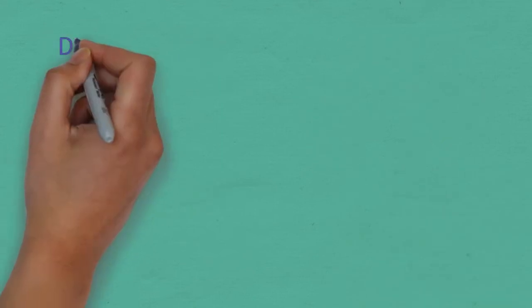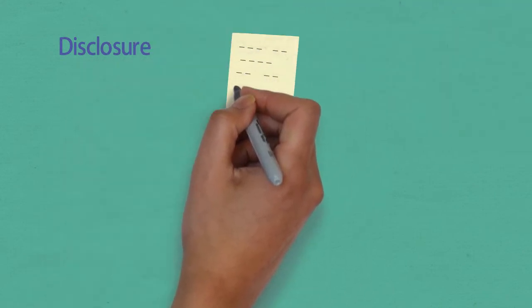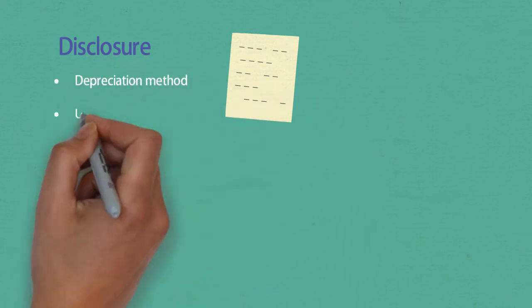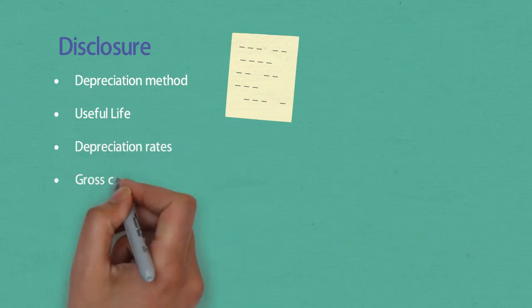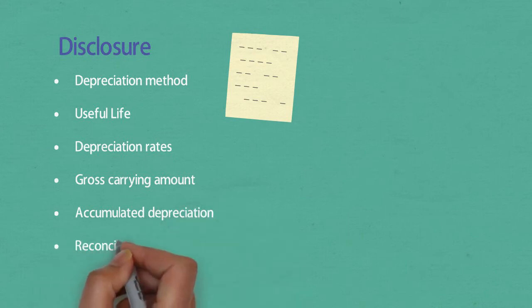Let us move on to the final part of our discussion, disclosures required by this standard. For each class of PPE, disclosures required include depreciation methods used, useful life or depreciation rate used, gross carrying amount and accumulated depreciation and impairment losses, reconciliation of the carrying amount at the beginning and at the end of the period. This was a quick summary of Ind AS 16.